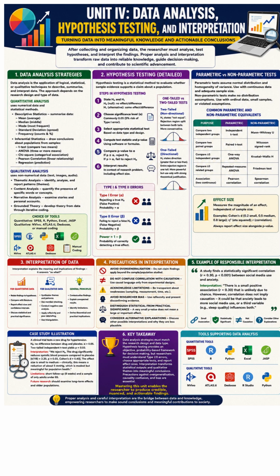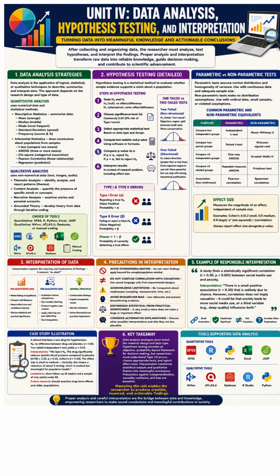Today we will discuss one of the most important stages of the research process: data analysis, hypothesis testing, and interpretation. After a researcher has collected and organized data, the next challenge is to transform that raw information into meaningful knowledge. Data by itself has little value unless it is analyzed properly and interpreted correctly. This unit explains how researchers analyze quantitative and qualitative data, test research hypotheses, and draw valid conclusions from their findings.